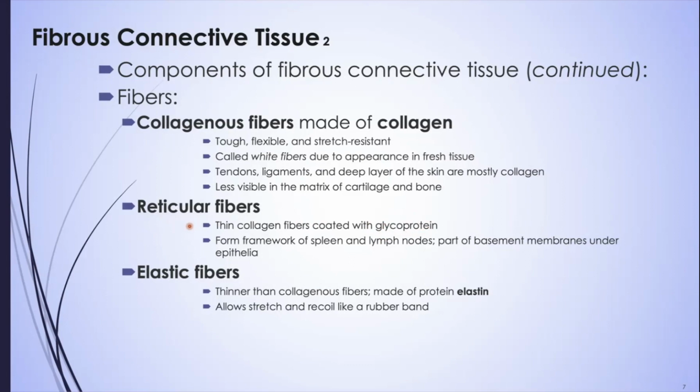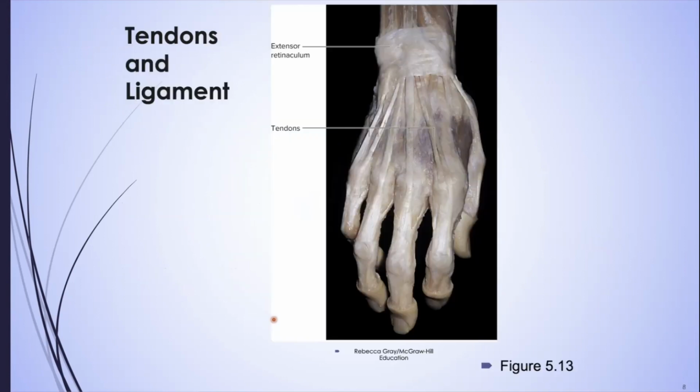Last is going to be your elastic fibers. Your elastic fibers are even thinner. They're thinner than the collagenous fibers. They're going to be made up out of, guess what? Elastin. So if I tell you something is elastic, right away you think about a rubber band. You think about something that can stretch and recoil. And so that's exactly how we would describe your elastic fibers.